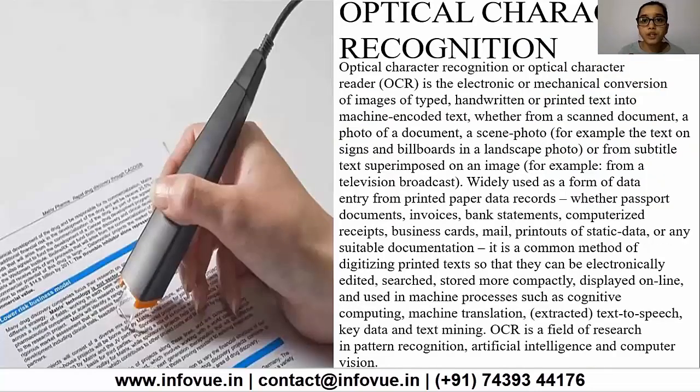Then we have optical character recognition. This basically helps us convert images to handwritten text. It is the electronic or mechanical conversion of images of typed, handwritten or printed text into machine-encoded text, whether from a scanned document, a photo of a document, a scene photo, or subtitle text that is superimposed on an image. So this is about optical character recognition.